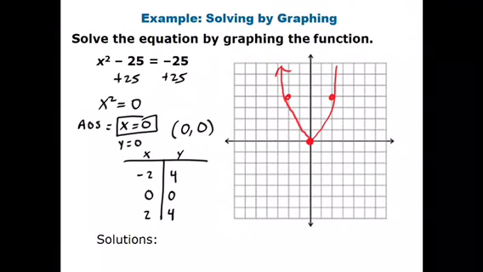And with this one, I can also see where my graph crosses the x-axis. It's right here, or at least where it touches it. And in this case, I only have one solution. And that solution is at x equals 0.